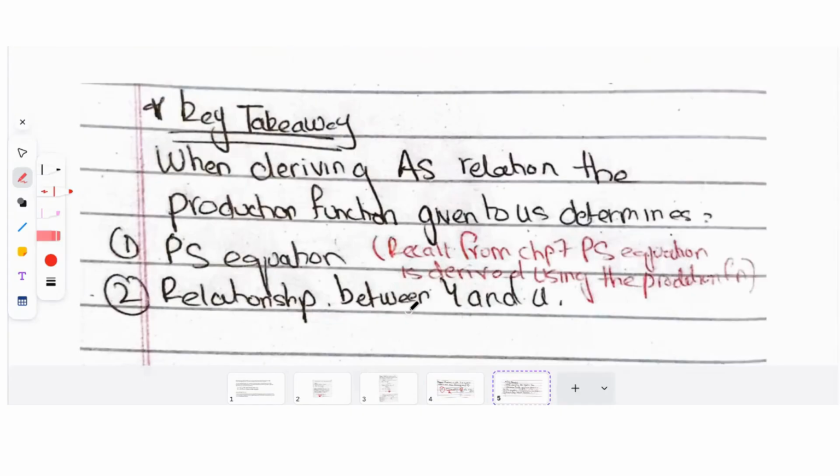So the key takeaway here is that when deriving the AS relation, we use three things: the production function, the WS equation, and the PS equation. The production function given to us determines our PS equation, because the PS equation is derived through the production function. This is something we should recall from chapter 7 of the text on the WS-PS model. And it determines the relationship between Y and u, which we use in step 2. So when you're deriving the AS relation, the production function given to you is important because it will determine what your price setting equation looks like. That's always right from the production function. Secondly, it will determine the relationship between Y and u that we derived in step 2.